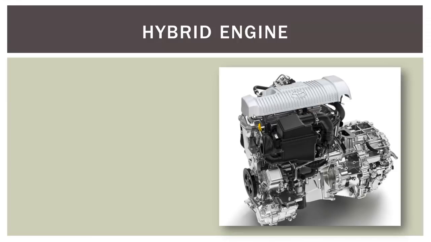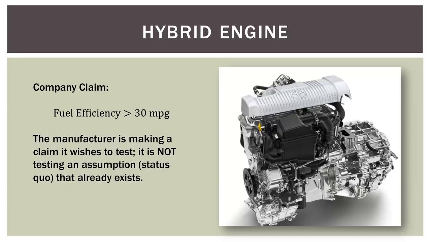So the second example we talked about was the hybrid car engine. So the company is claiming that this new engine has greater fuel economy. It's more fuel efficient. So the current engine in production is 30 miles per gallon. So they are claiming that this new engine gets more than that. So the manufacturer is making a claim it wishes to test. It is not testing an already existing assumption. It's not testing the status quo that already exists. It's testing something that it does not know if it's going to be the case or not.